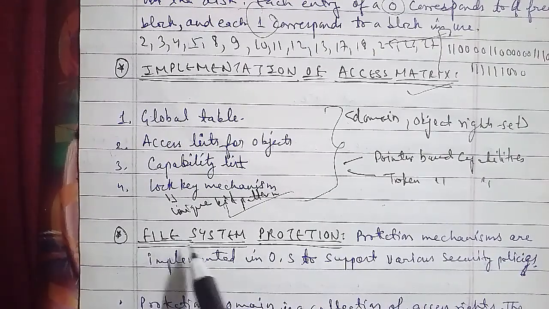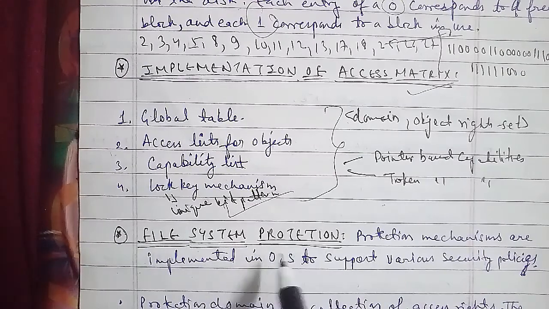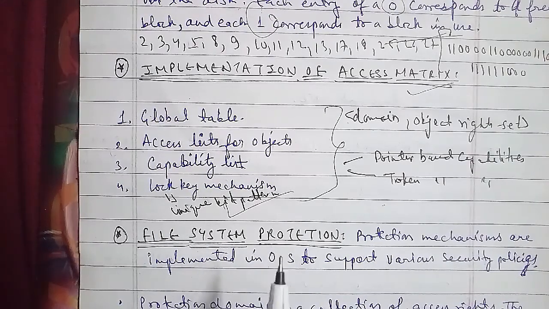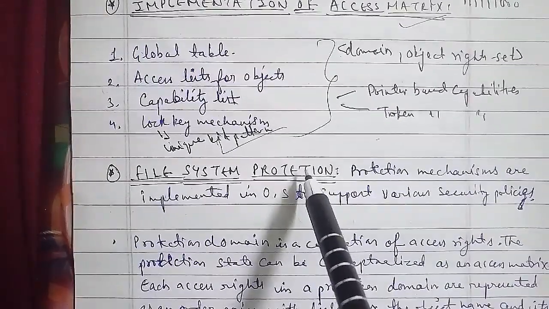So the thing we have to know is that protection mechanisms are implemented in the operating system to support the various security policies. The protection mechanisms we use, the file system protection mechanisms, are implemented in the operating system so that we can support some security policies.